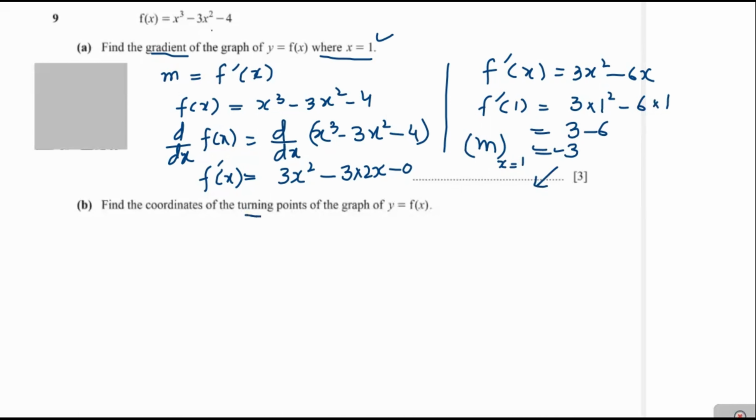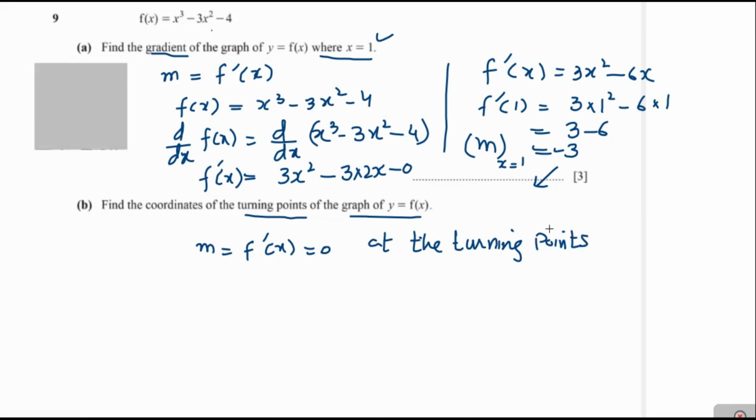Next is find the coordinates of the turning point of the graph. Now at the turning point, the gradient of the graph will be 0. Therefore, we can write m equal to f dash of x will be equal to 0 at the turning points. The gradient of this graph is 3x squared minus 6x. We write it as equal to 0.